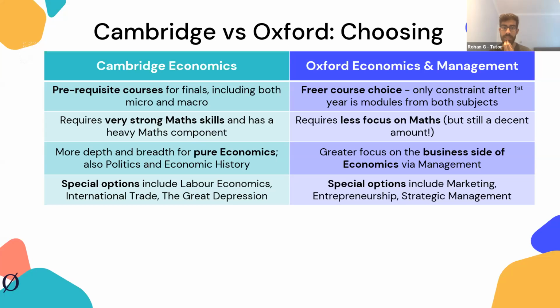Another thing as well is the idea of specialization in specific courses. In first year, it's definitely the case that all students in a Cambridge Economics degree have to take the same 5 modules and there's no freedom of choice. But as the degree progresses, there become more and more optional modules. So in second year, there's 1, and in final year, there's 2.